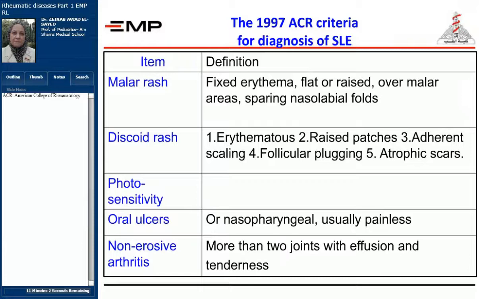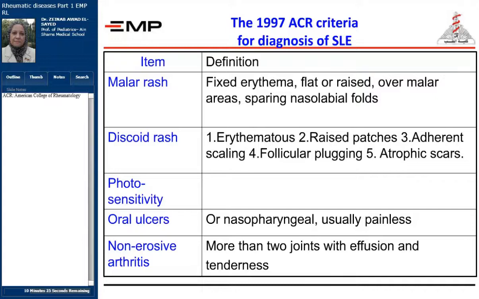We have 4 manifestations involving the skin and the mucous membranes: the malar rash, the discoid rash, photosensitivity, and the mucous membrane manifestation, which is oral ulcers. The malar rash is fixed erythema, that is erythema that is present day and night, in the sun and in the shade. It's fixed erythema, flat or raised, present over the malar areas, the cheeks and the nose, and it spares the nasolabial folds. This is characteristic of the malar rash of lupus.